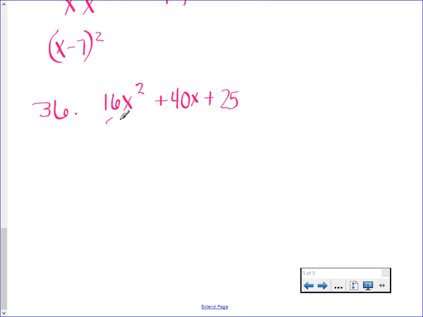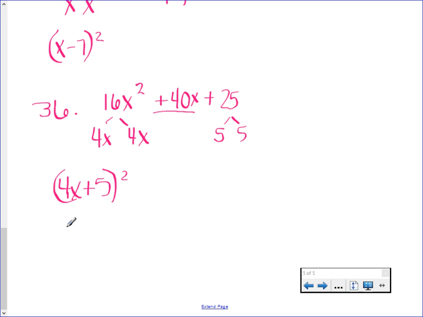So what I can do is I can break 16x squared. 16 is the same thing as 4 times 4, and x squared is the same thing as x times x. 25 is the same thing as 5 times 5. You do have to pay close attention to your middle number. If the middle number is positive, you're going to use plus signs. So I know I'm going to have the exact same thing. It's going to be 4x plus 5. You can write it twice, or you can just write squared at the end.